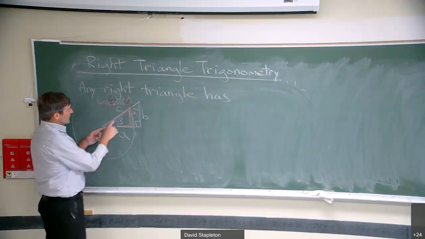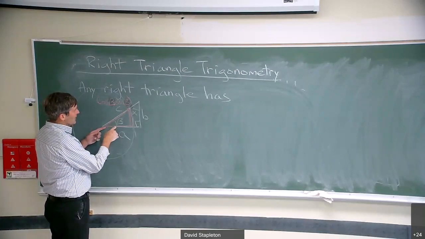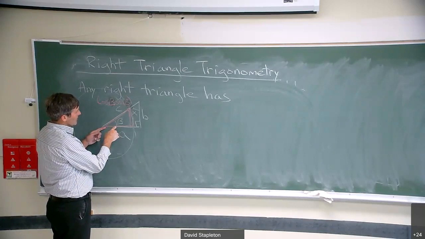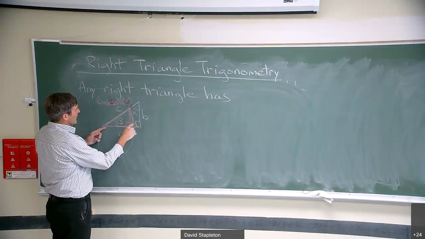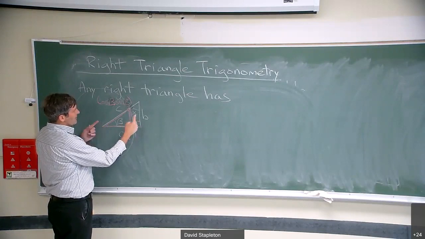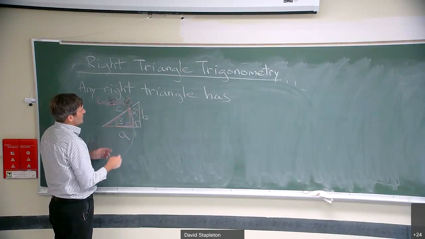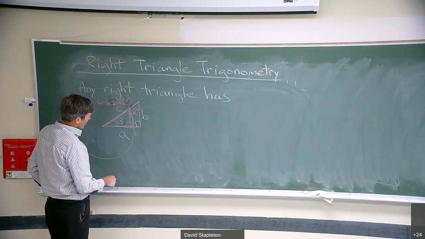And you can see they're similar, right? They have this angle in common, so they have one congruent angle. It's the same one. But the 90 degrees here and the 90 degrees here are the same, so they have two angles the same. By the sum of angles theorem, this one must be the same, and they're similar. So these are similar triangles.